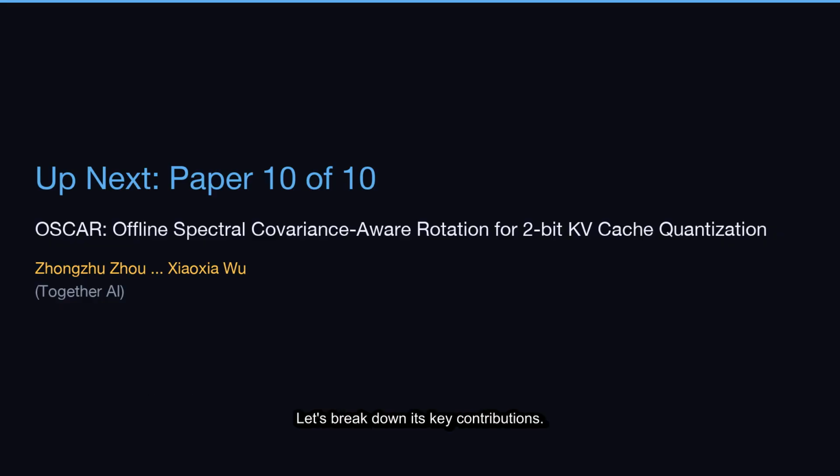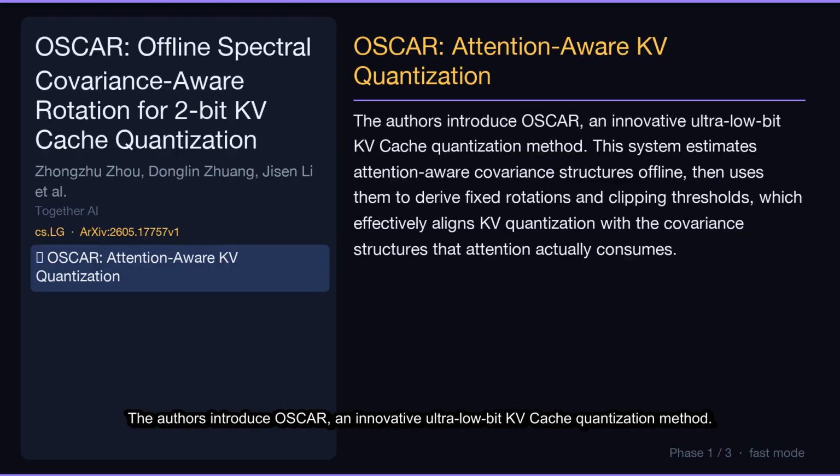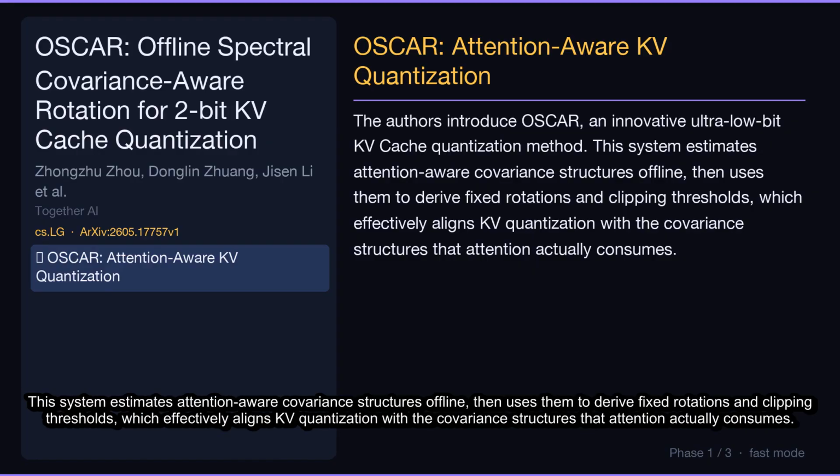Let's break down its key contributions. The authors introduce OSCAR, an innovative ultra-low-bit KV cache quantization method. This system estimates attention-aware covariance structures offline, then uses them to derive fixed rotations and clipping thresholds, which effectively aligns KV quantization with the covariance structures that attention actually consumes.